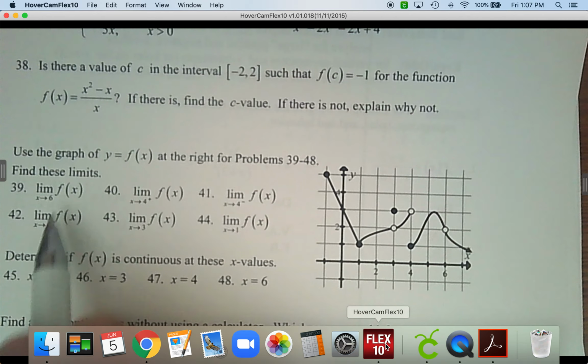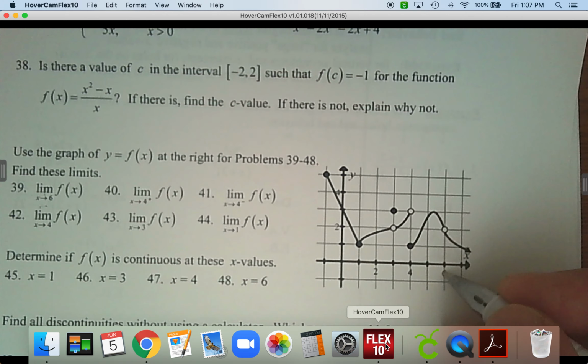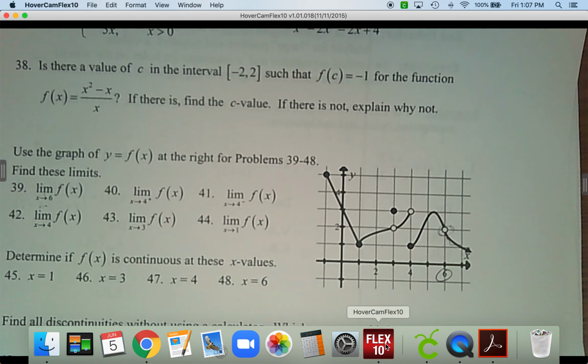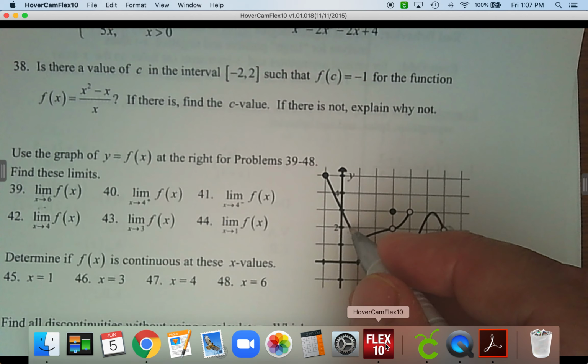So what's the answer for the limit as x approaches 6 looking at this graph? So I see where 6 is. So as I approach from the right and left, do they agree what the limit is? Now there is a hole there, but that means the limit can still exist if they approach the same y coordinate. So from the right and left, they both are approaching 2, and that's the answer.